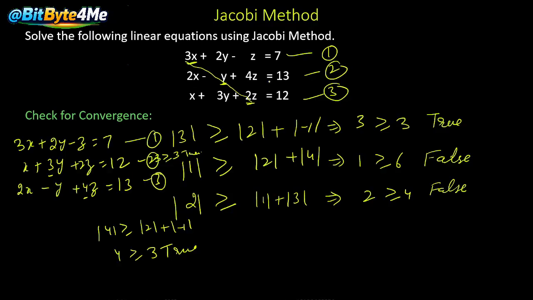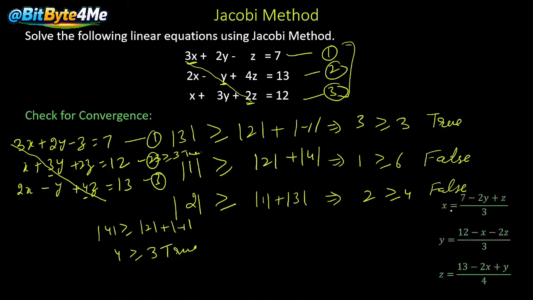So we have to arrange these equations as number 1, number 2 and number 3, meaning the diagonal value should be greater than the sum of the other two values. This is greater than these two values, this is greater than these two values, and this is greater than these two values.